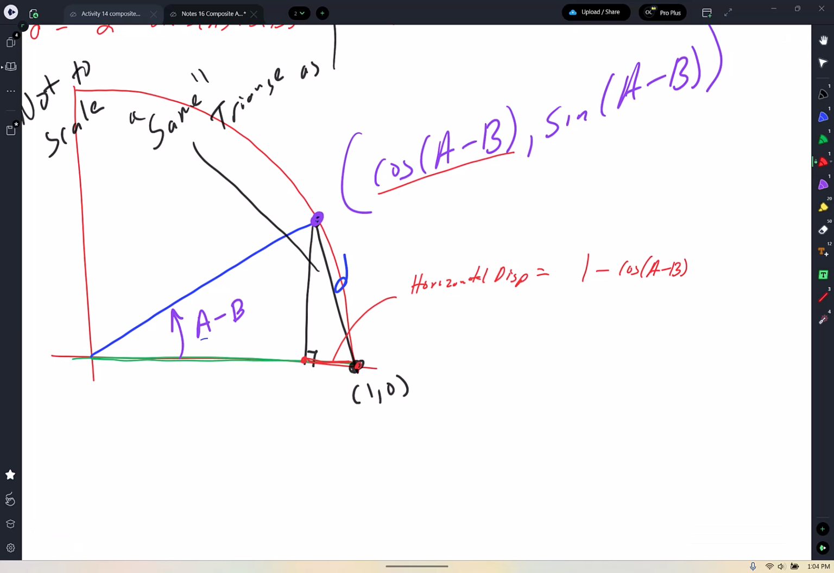This vertical displacement, and I guess I'll try to color code it. Let me use purple. No, I don't want to use purple. Can I use blue? This vertical displacement, did I call it horizontal? That's a vertical. That vertical displacement is the top, sine A minus B, minus the bottom y value. That bottom y value is 0.